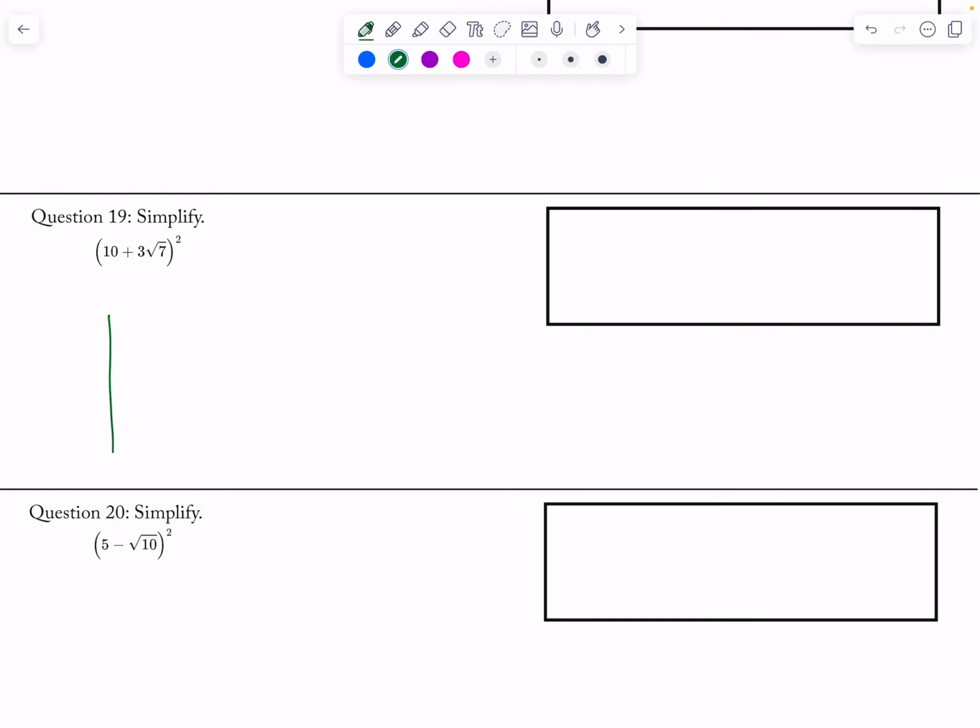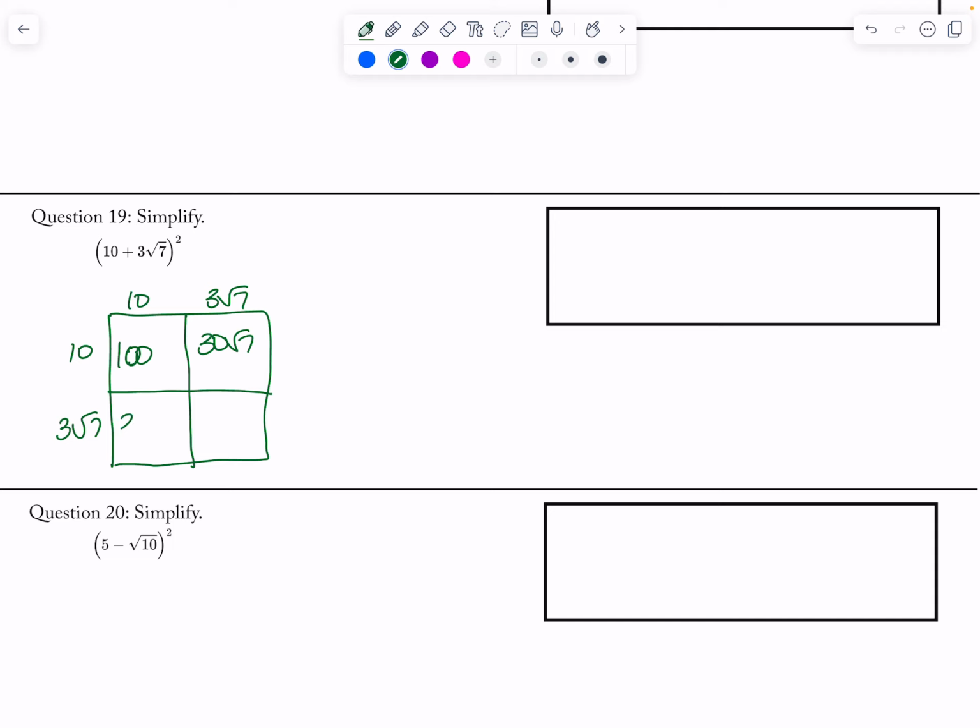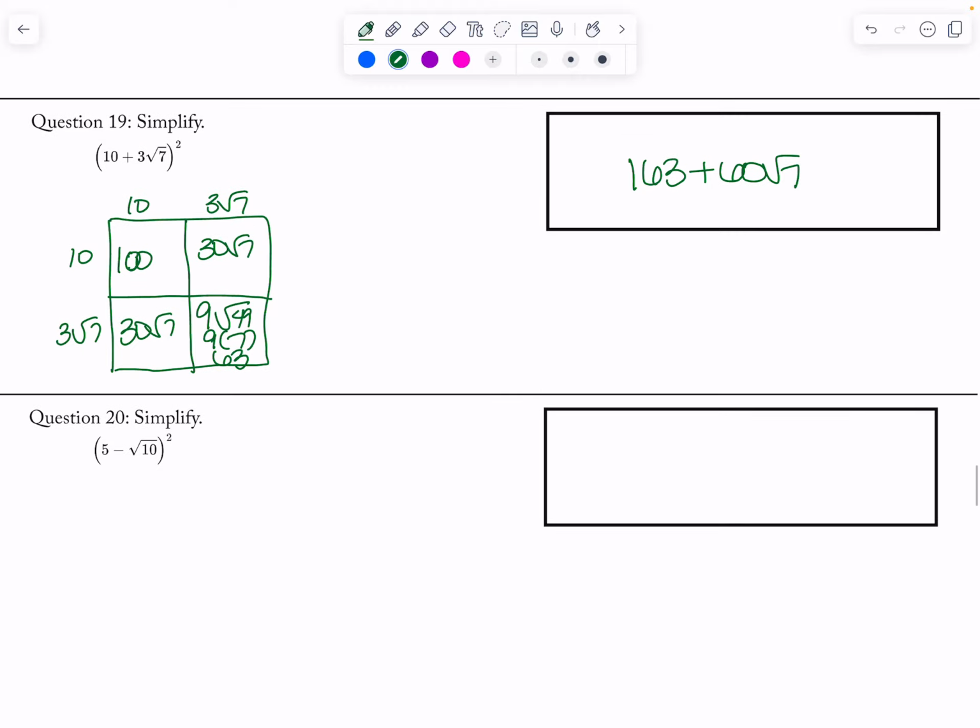I have a quantity squared, so I do have to split that up. So that's 10, 3 root 7, 10, 3 root 7. So that is 100. And then a 30 root 7 and a 30 root 7. And then a 9 root 49, which is 9 times 7, which is 63. So this will be 163 plus 60 root 7. All right, and that is it for this problem set.